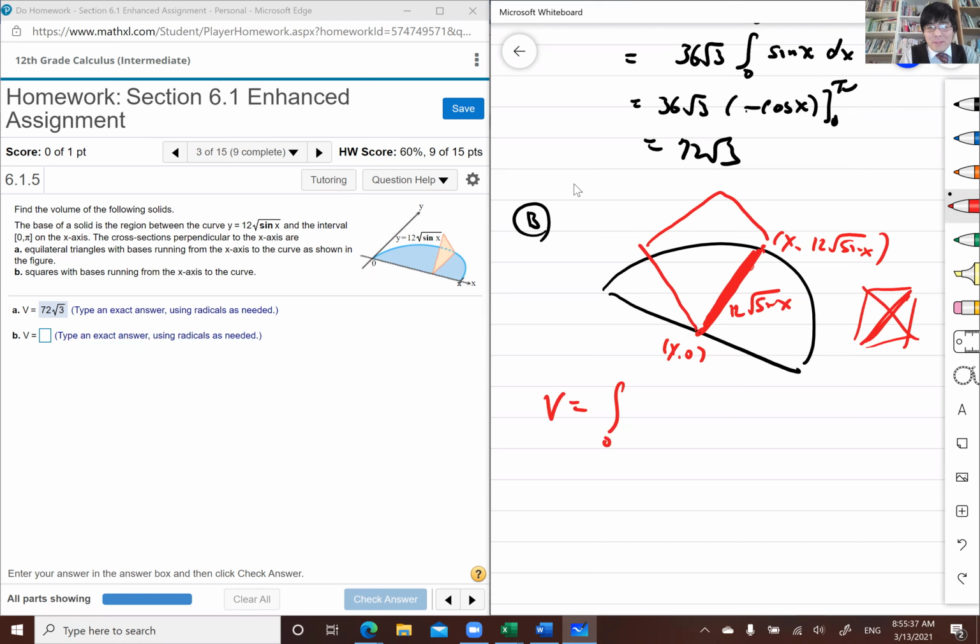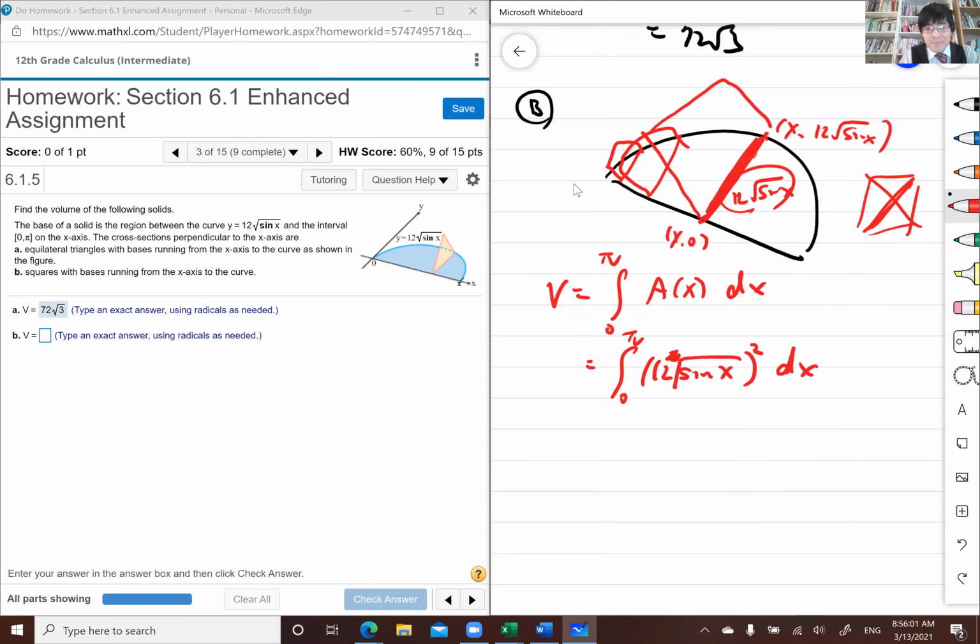The volume will be the integral from 0 through pi of the cross-sectional area. The cross-sectional area is just all squares whose one side length is this. So the area of the square is just side length squared. So it's going to be 144 times the integral of sine x, and that's going to be 288 after you do the integration. So the answer is 288.